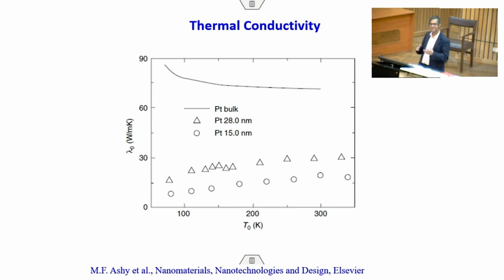So let us start with the single layer nanometric materials, right. So this is what is shown here, the platinum bulk and platinum thin films of dimensions 15 nanometers and 28 nanometers. This is data which has been published by a group of authors, okay, like Zhang et al. in 2005, Chinese Physics Letters.